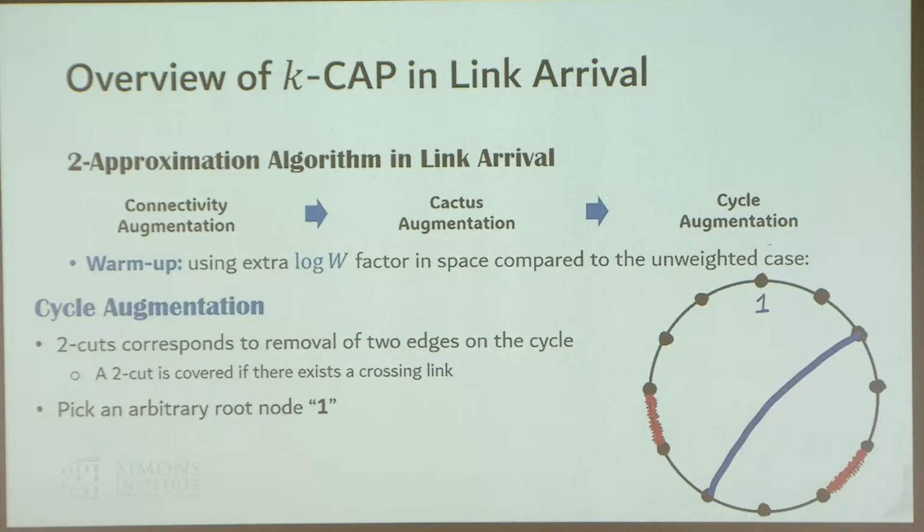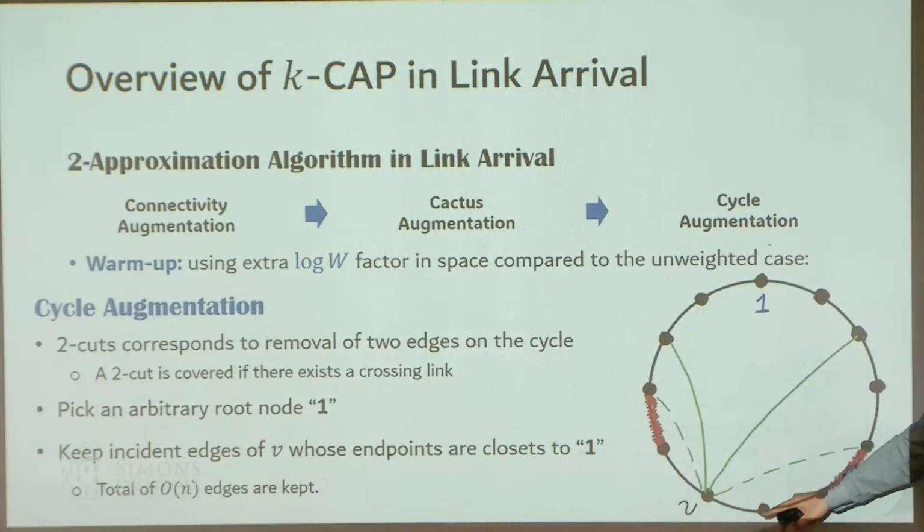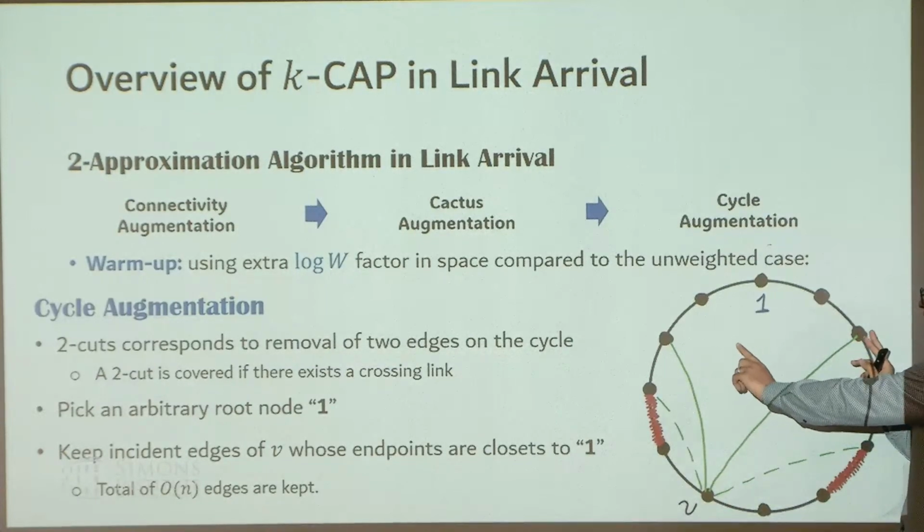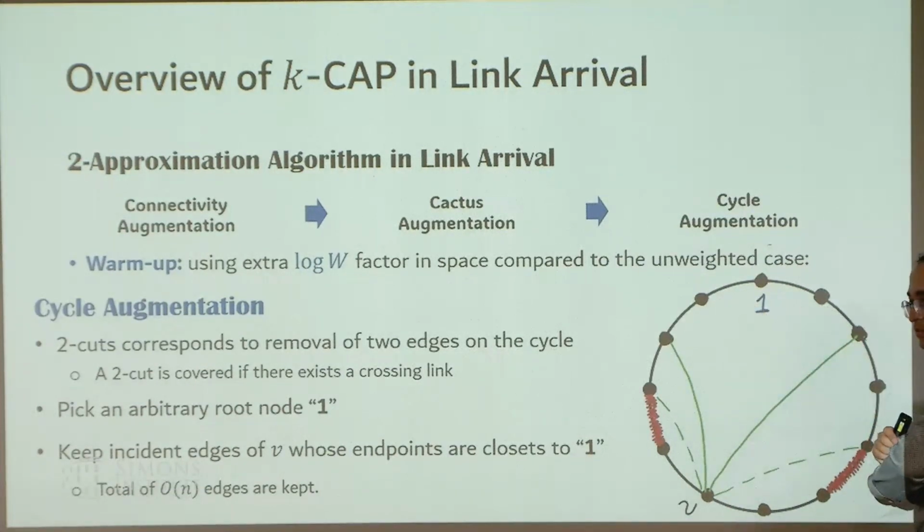OK, so the offline two-approximation algorithm works as follows. Pick some arbitrary root node. Then it shows that it suffices, for each vertex P, to only keep two of its incident edges whose other endpoints are closest to this root node from each direction. So for instance, here, if P has these 4 edges, I only need to keep these 2 solid green edges. That suffices. Basically, one can show that this information suffices to get a 2 approximation.